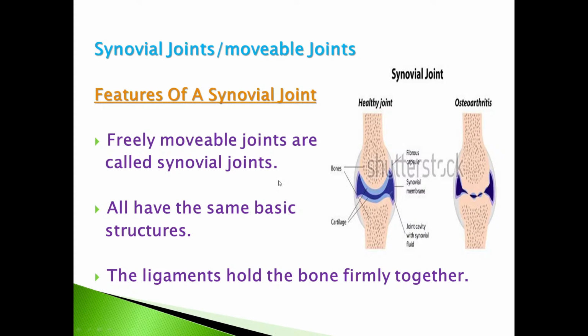Right. So once a joint is deemed to be a synovial joint or movable joint, then these three pointers are applied to that particular joint. Once they are synovial, they should be freely movable, and they should have basic structures such as ligaments at that particular joint.